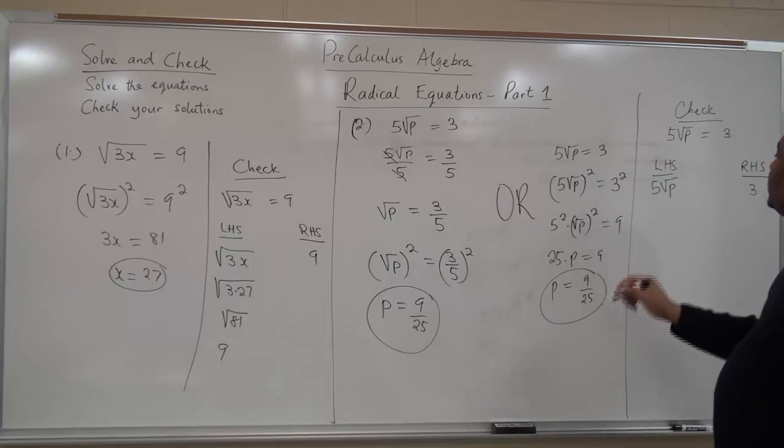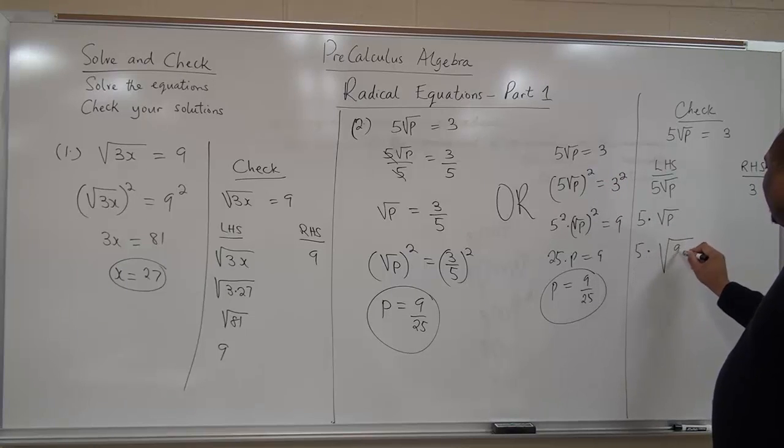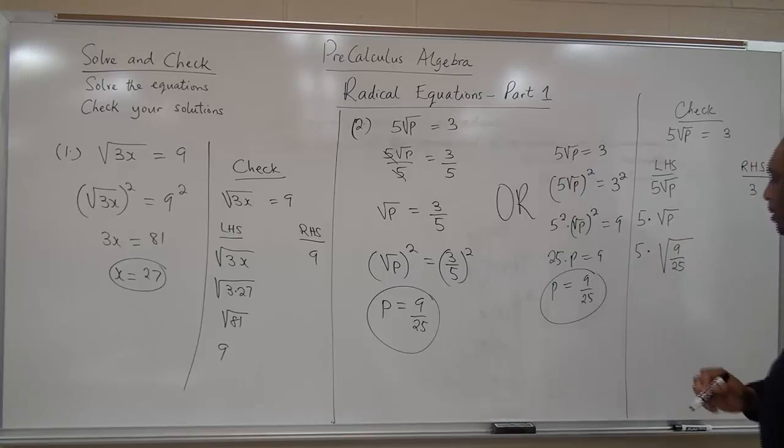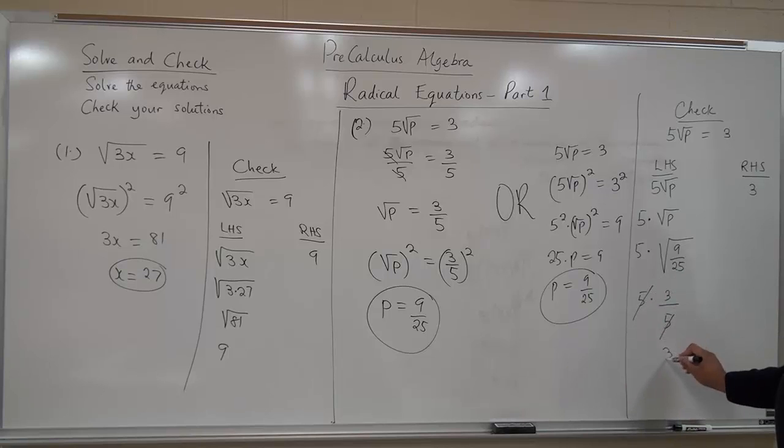And then we now substitute for our p. This is 5 times square root of p. This is 5 times square root of 9 over 25. Right? This is 5 times square root of 9, which is 3. Square root of 25 is 5. 5 divided by 5, and you have 3. 3 on your left, 3 on your right.